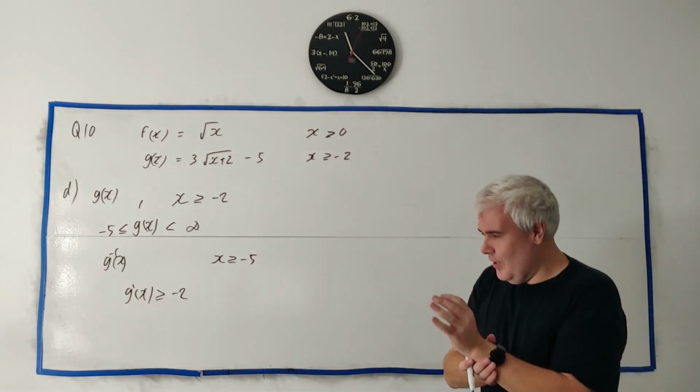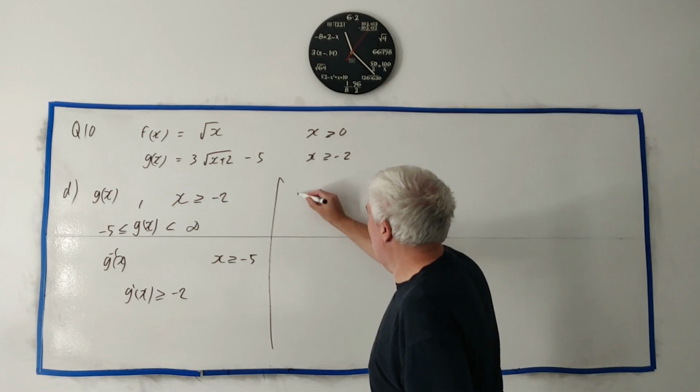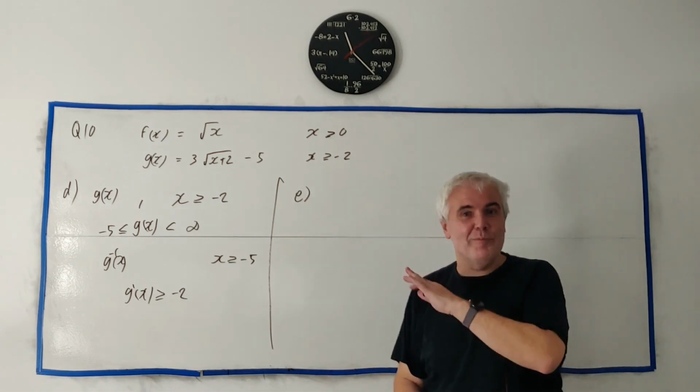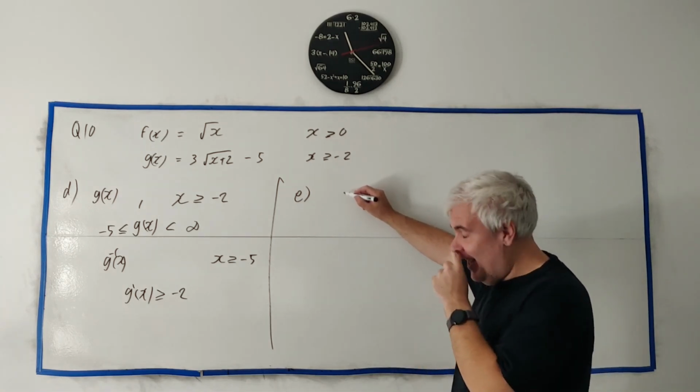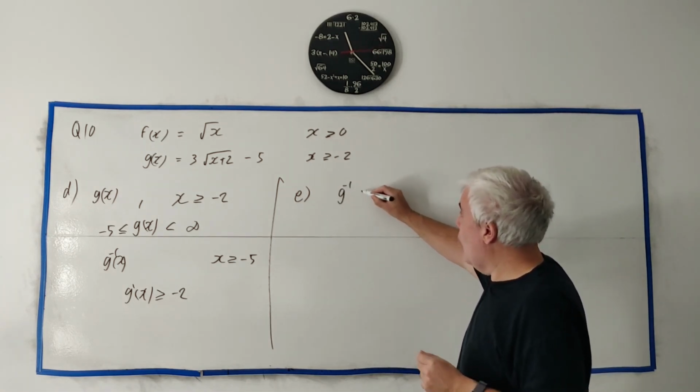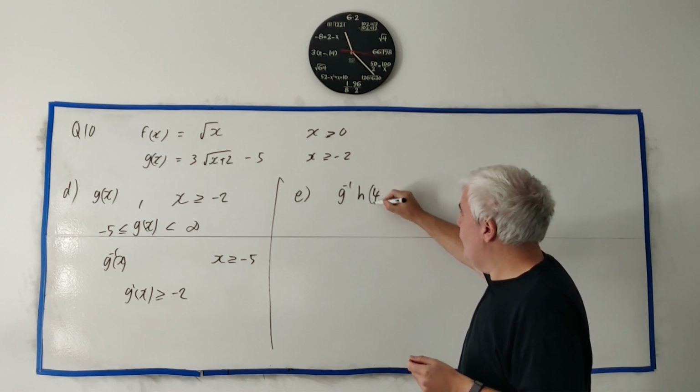Okay, I continue to be overconfident on how much I could fit on my board. So let me just rub some of that off and we'll do E. In E, they want us to get the inverse of g of h of 4.